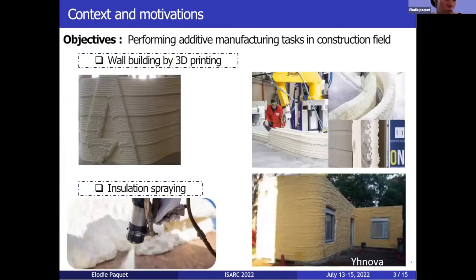At Nantes University, we have developed a new technology for making large parts in foam for the construction field. In a recent work, we realized in Nantes a house of 80 square meters with foam. We print double-curved walls, and afterwards we fill them with concrete. Why do we develop new robotic solutions?